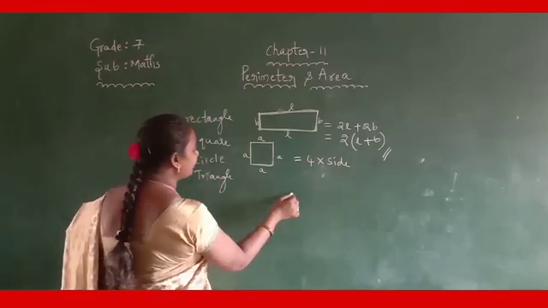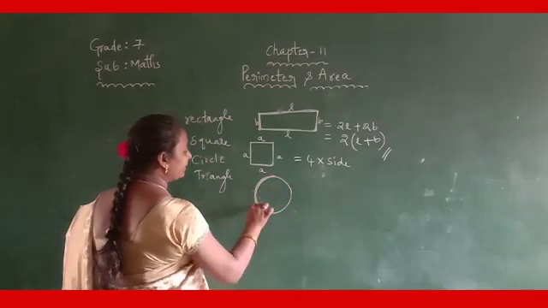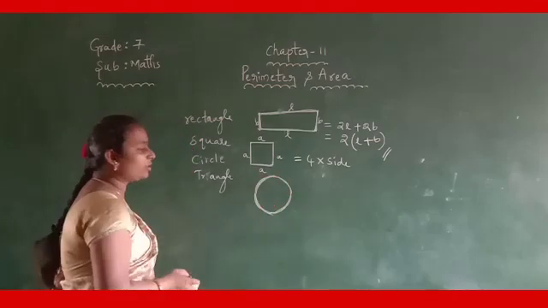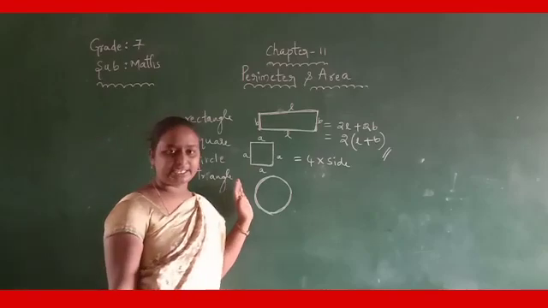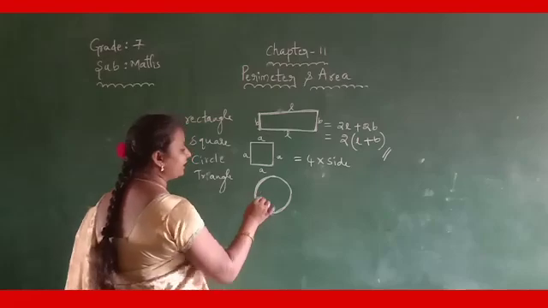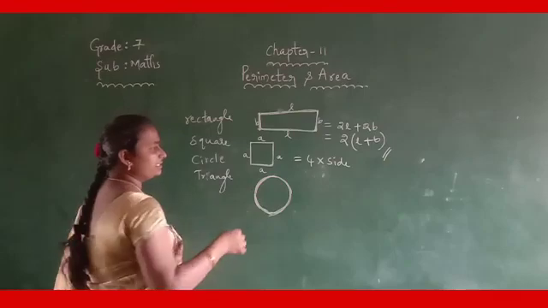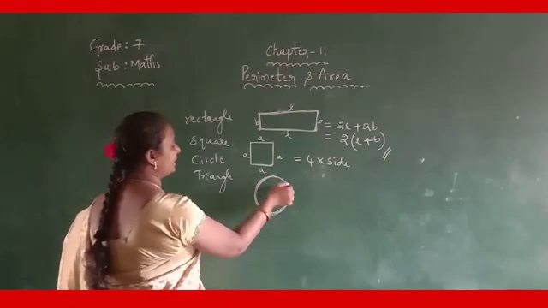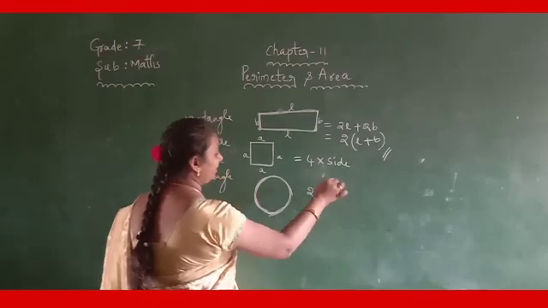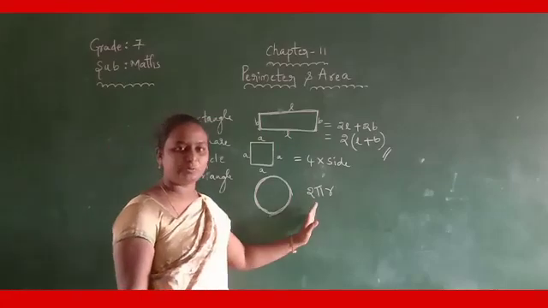Right. So what about the circle? It is a curved figure, not made up of straight lines. A curved closed figure. So here the perimeter is nothing but the circumference. What is the perimeter here? Circumference. The total circumference of the circle is 2 pi r. What is the formula for a circle? Circumference of a circle is 2 pi r.